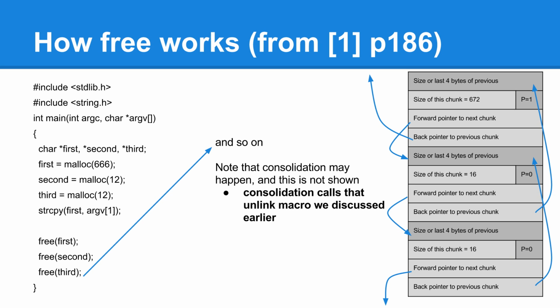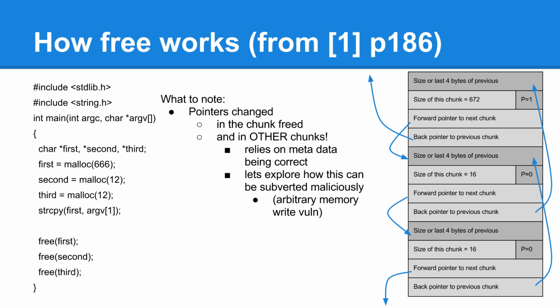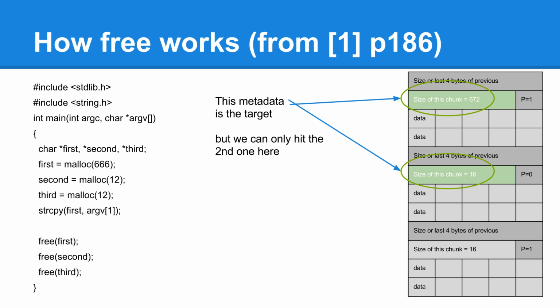Now, consolidation may happen in different settings. It depends on the allocator and the algorithms that it contains. And consolidation in these examples was not shown. But it's important to remember that consolidation calls that unlink macro that we discussed earlier in the previous lecture. So what's to note here is that pointers are changed in the chunk freed and in other chunks, and this relies on the metadata being correct.